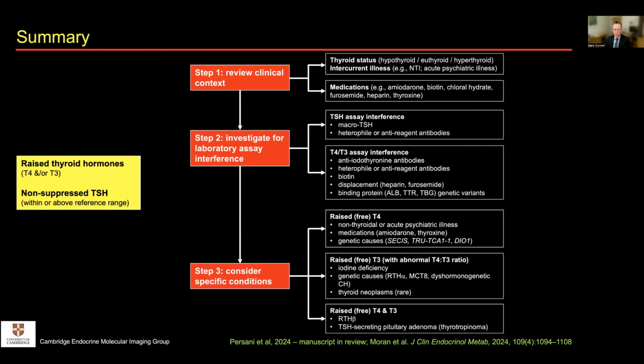Once we're happy that actually we know what we're dealing with in terms of the clinical scenario, then we need to talk to the laboratory and make sure that we're not looking at any form of laboratory assay interference. And thereafter, we need to think about specific conditions, which we may not be that familiar with and which we may need to speak to other colleagues about in order to help us to distinguish between conditions which are often only seen relatively rarely in our services.